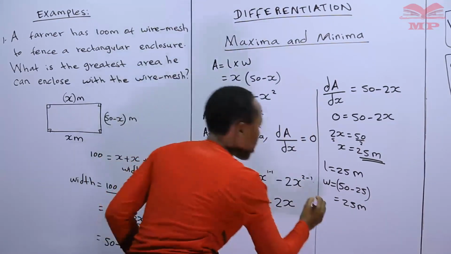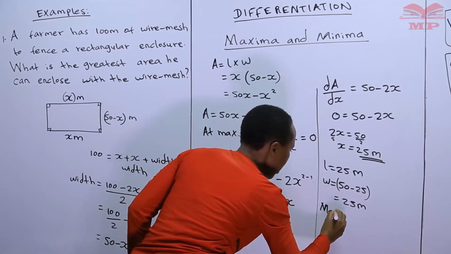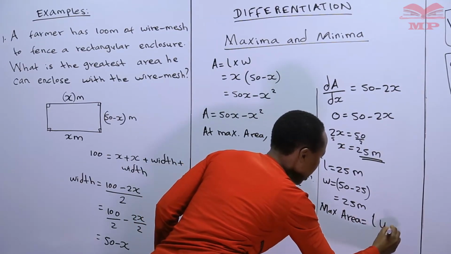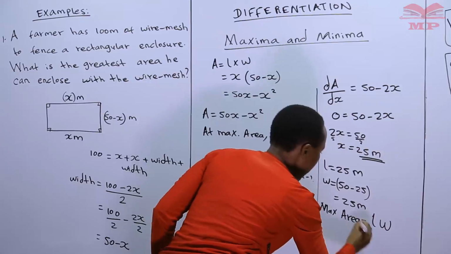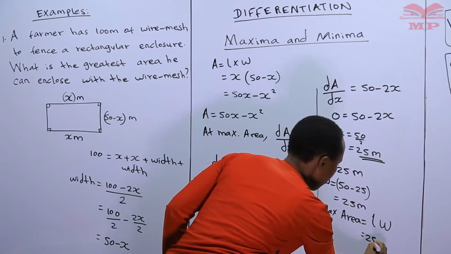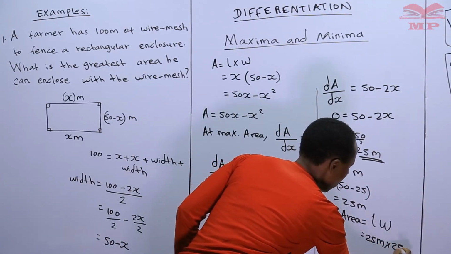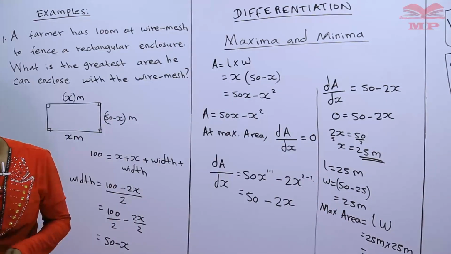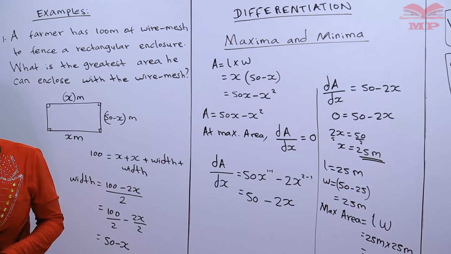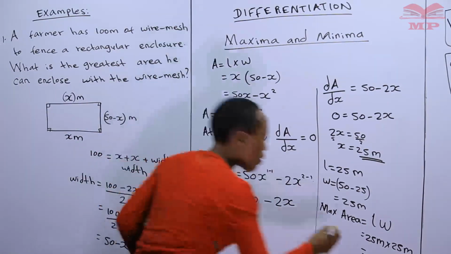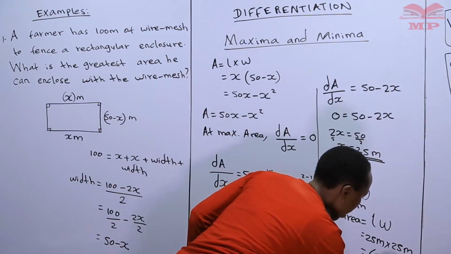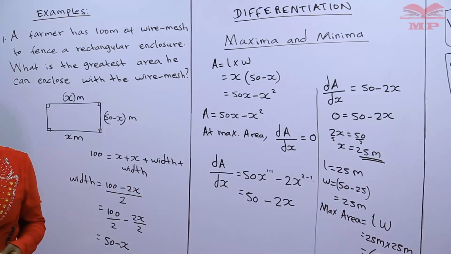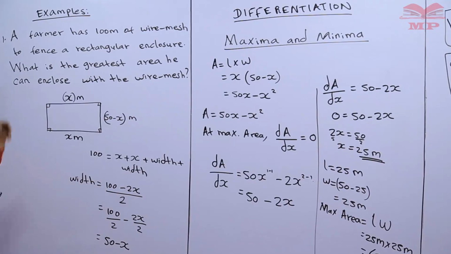And therefore, the maximum area will be given by the length times the width. Our length here is 25 meters. The width is again 25 meters, which will give us 25 times 25, that is equal to 625 square meters. So that gives us the maximum area.